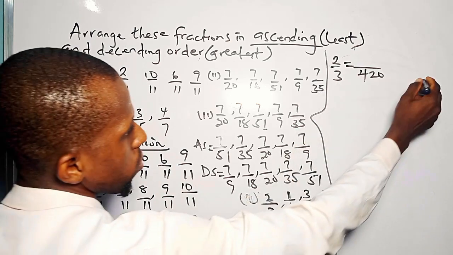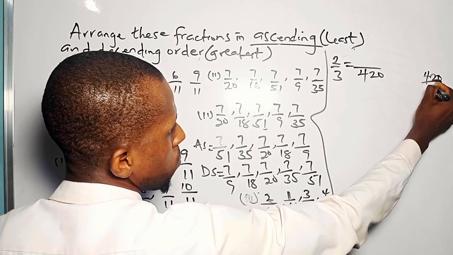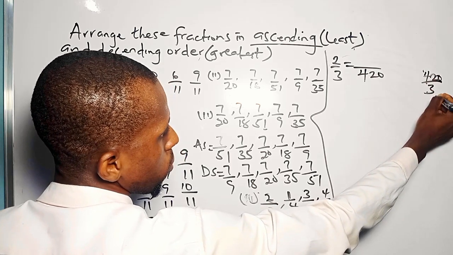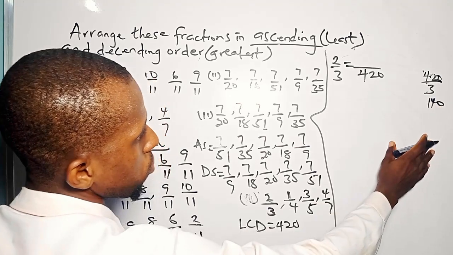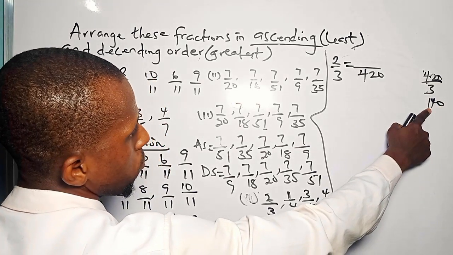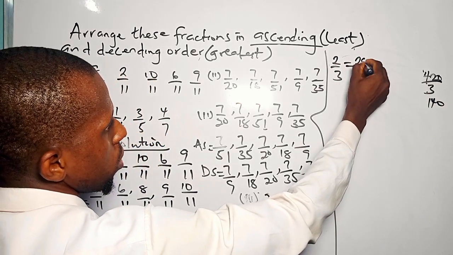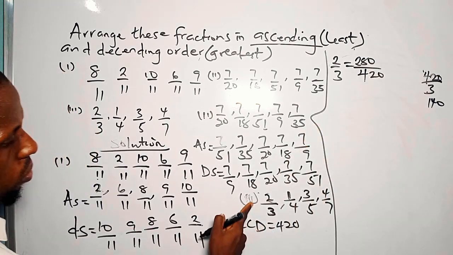So how do we do that? For 420 divided by 3, 3 in 4 is 1, 3 in 12 is 4, that is 140. When we multiply 140 by 2, we should have 280. That is for the first one.